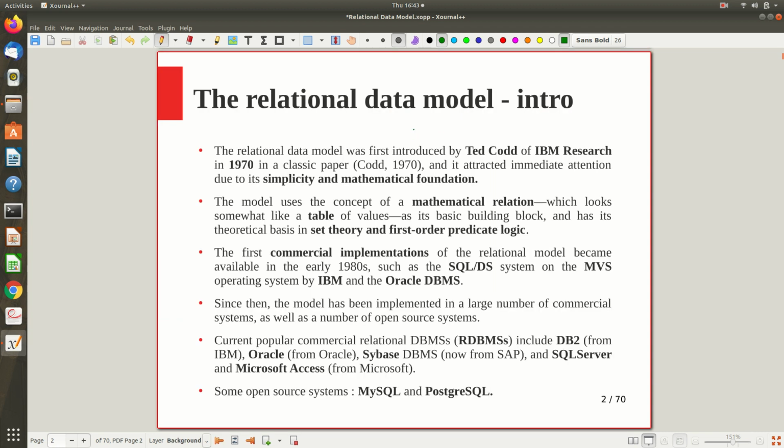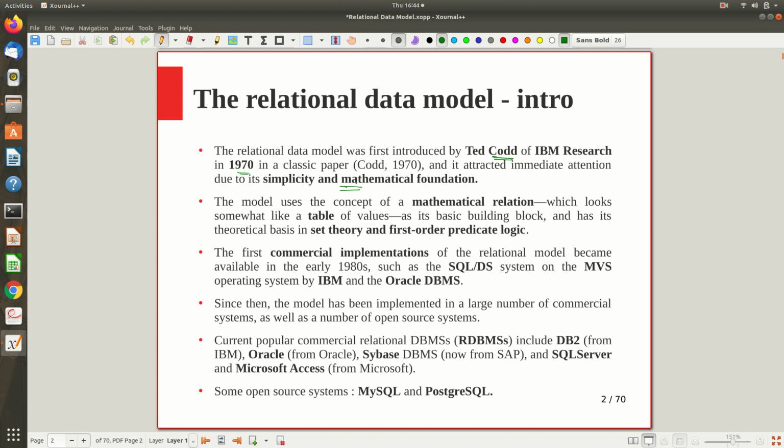Now the relational model was first introduced by Ted Codd, an IBM researcher, in 1970. In a classic paper called Codd 1970, you can refer to his research paper on this relational model. It attracted immediate attention due to its simplicity and mathematical foundations. That's very important. Why the relational model? This is one of the representational data models, just like the ER model is a popular form of conceptual data modeling technique. The relational model is a popular form of representational, the next level, intermediate level data modeling technique.